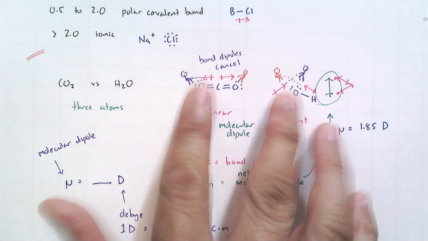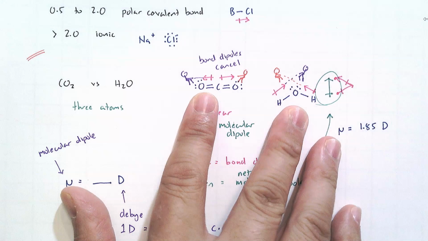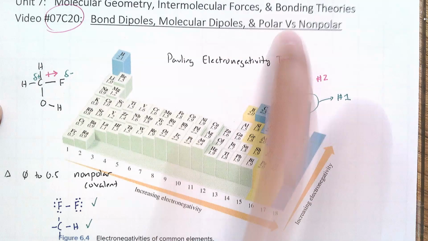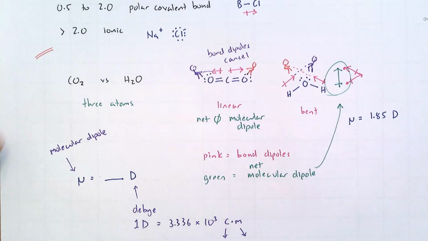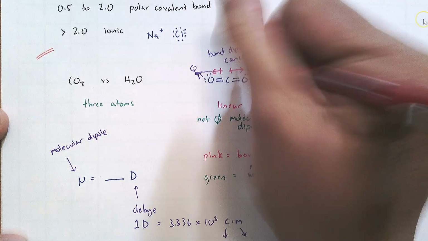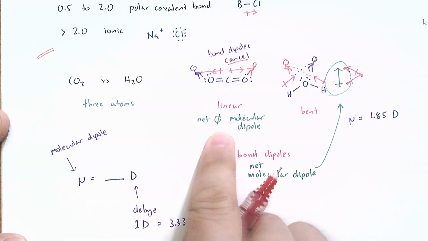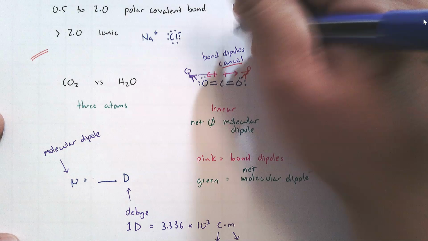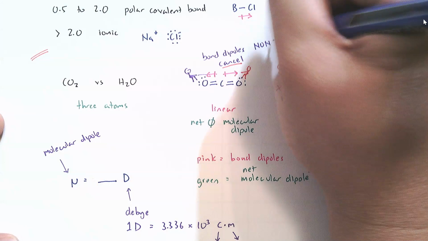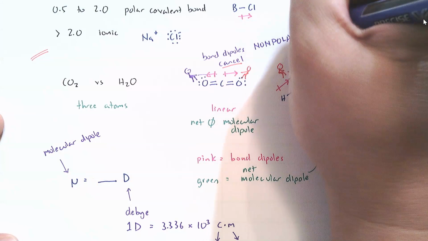So using these two simple examples, we're going to assign one as polar and one as nonpolar. If the bond dipoles totally cancel and you get a zero molecular dipole, that molecule you're going to know as nonpolar, and that's your conclusion. Carbon dioxide is nonpolar.